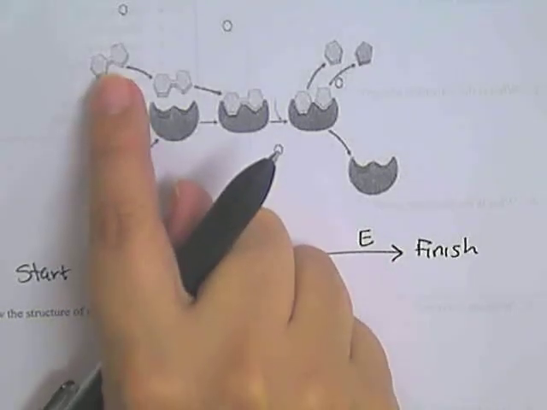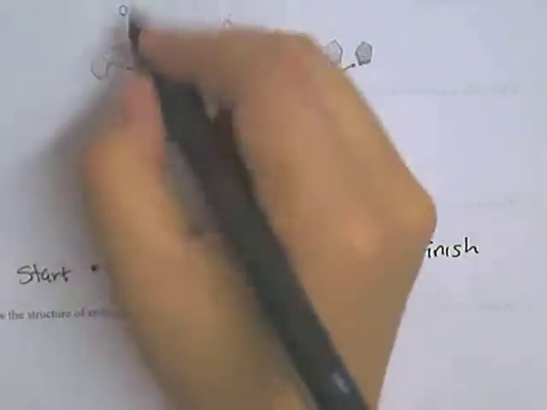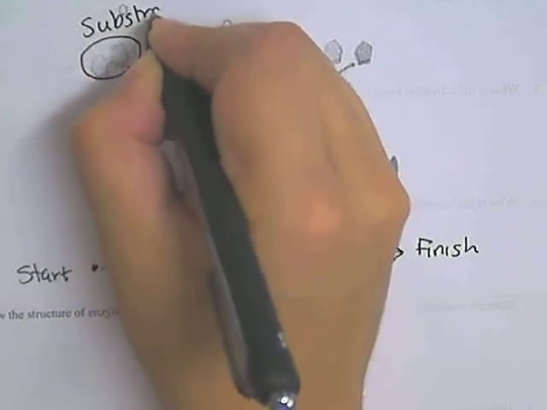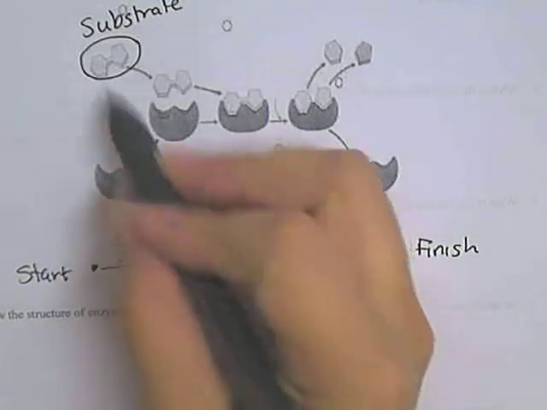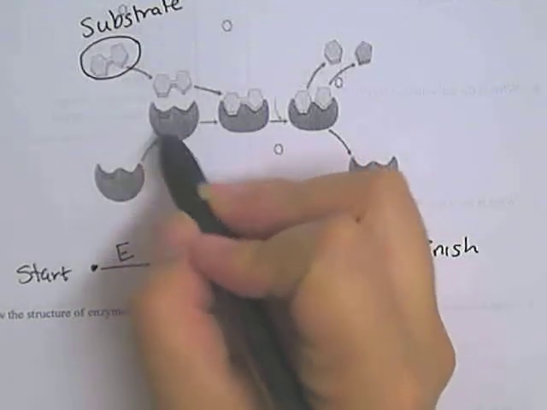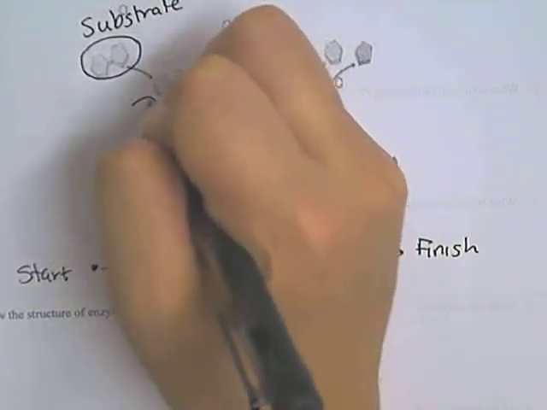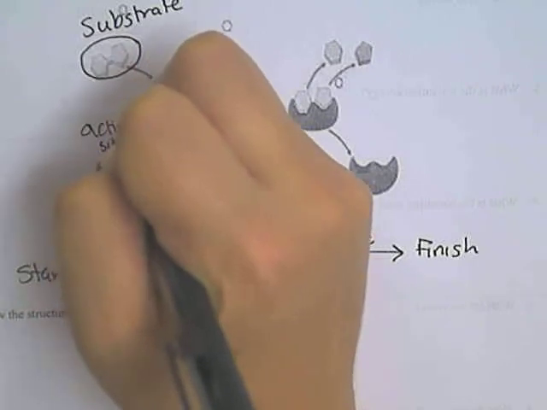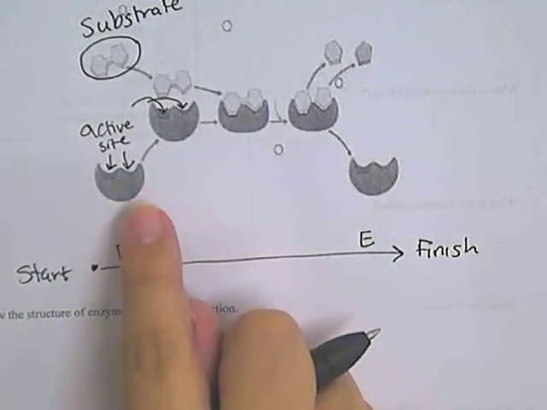This little drawing right here shows substance going into the enzyme. Therefore, this must be the substrate. Don't worry about these little circles. They're left over from a different activity. And the substrate goes into the enzyme in these little pockets, and these little pockets have a name. That is the active site. So that is going to be the part where the substrate will bind with the enzyme.